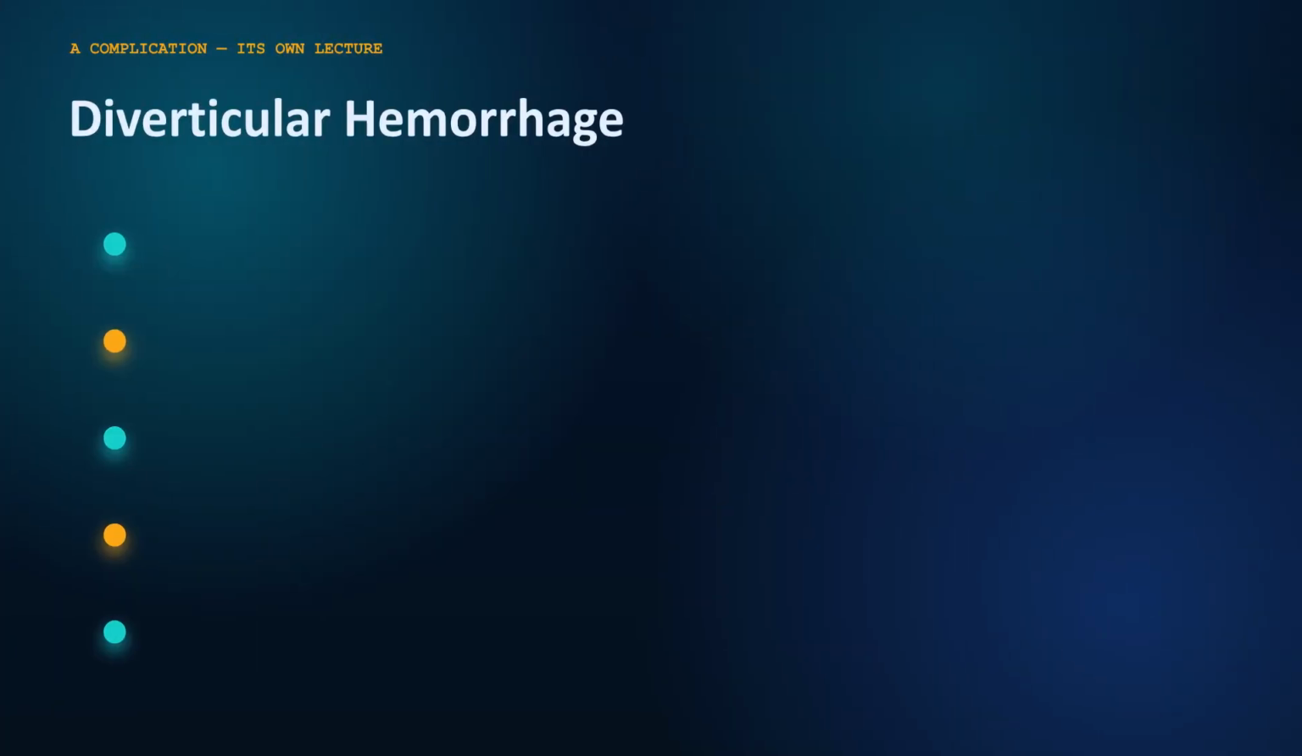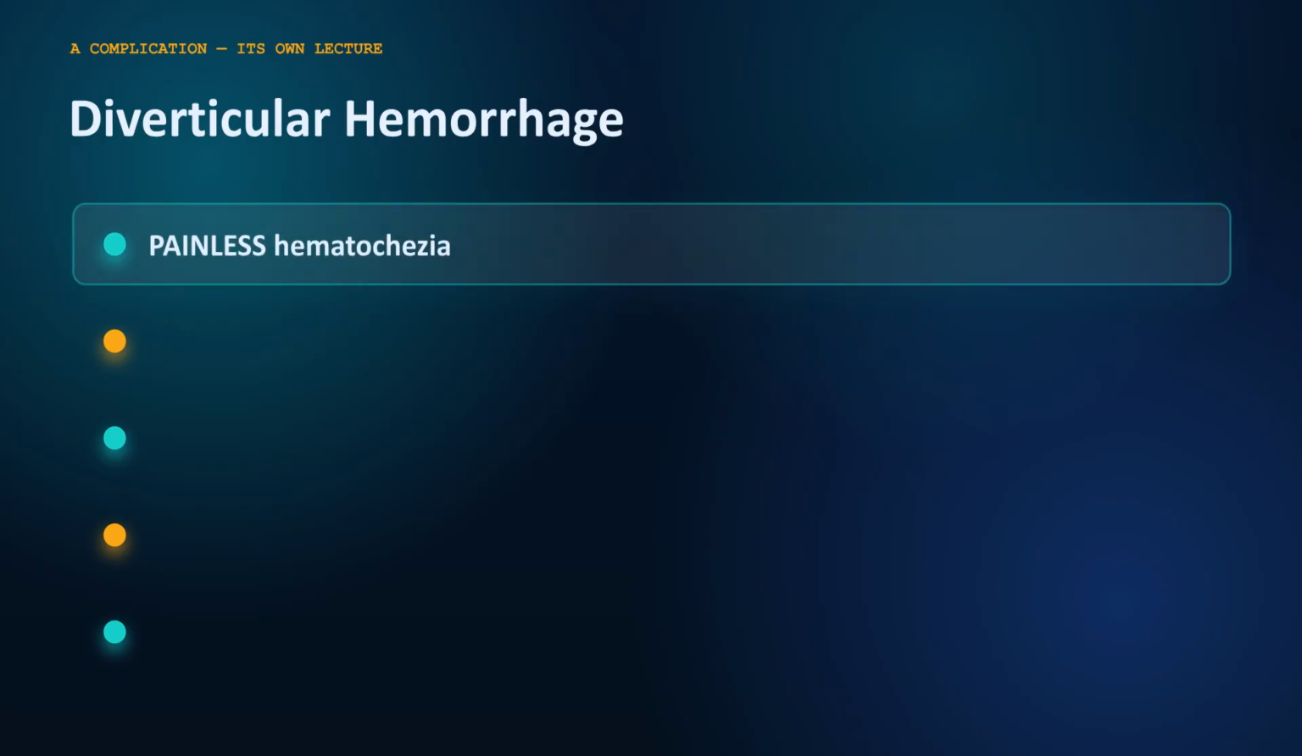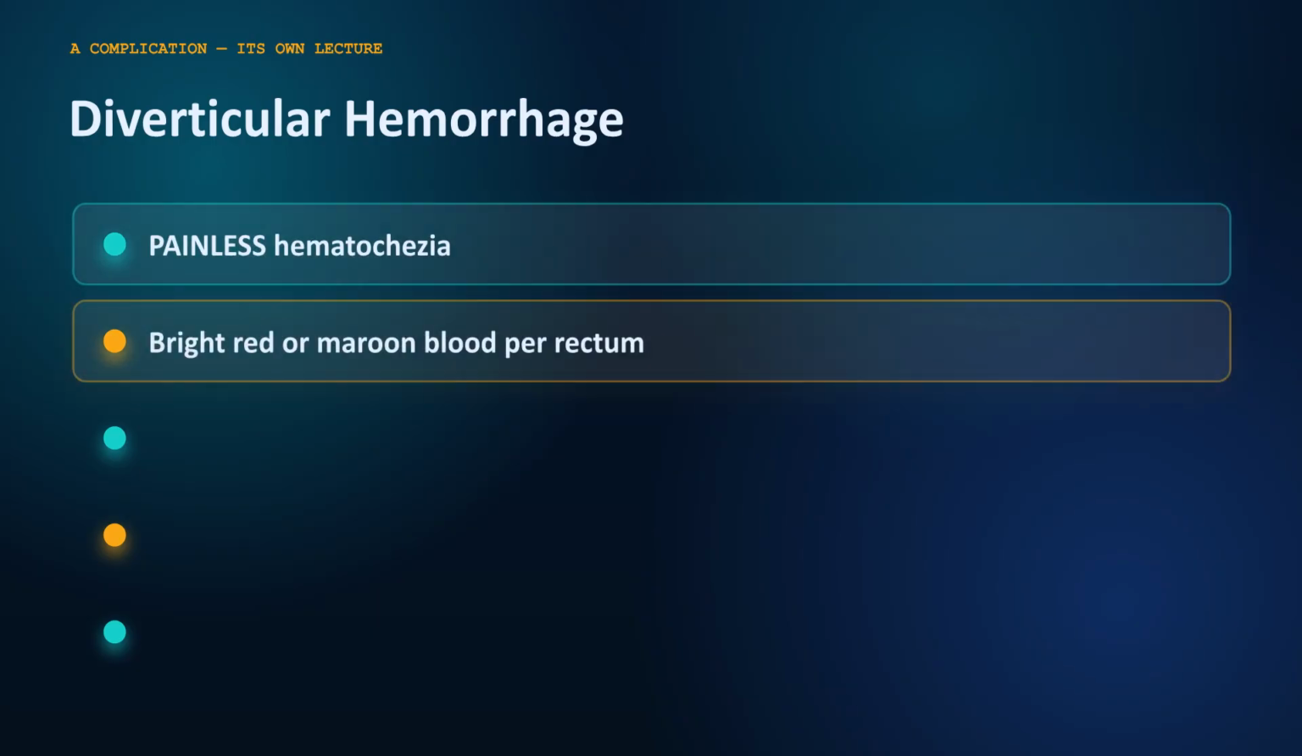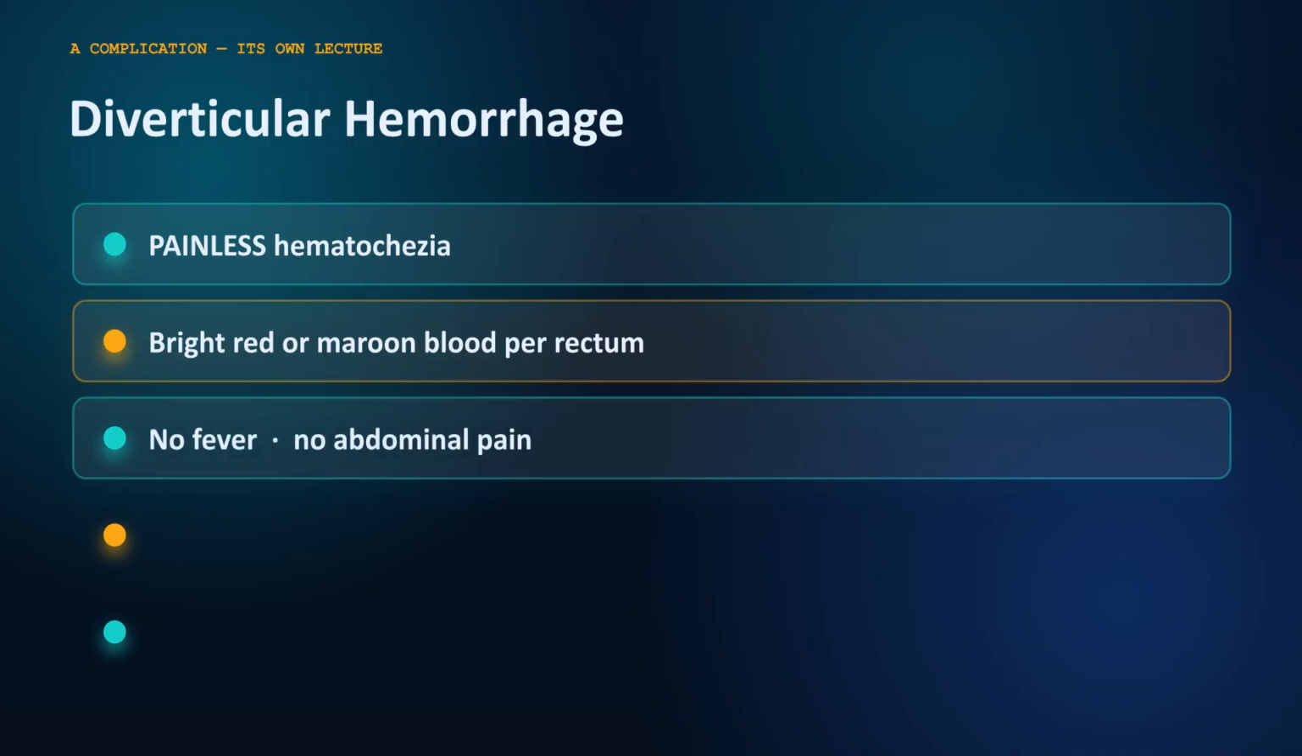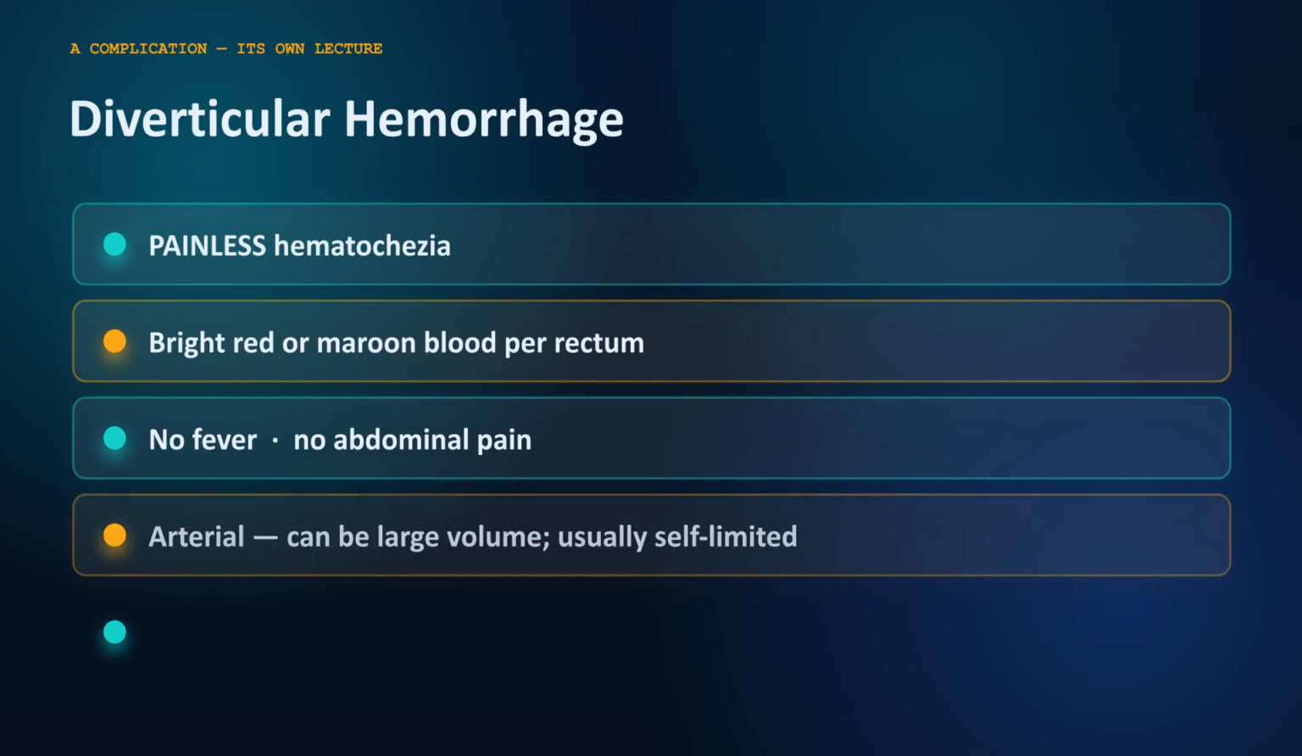A word about the bleeding, and we will keep it brief because it has its own lecture. Remember the anatomy from a few slides back. An artery draped over a thin-walled dome. When that vessel gives way, the patient has painless hematochezia. Say that hematochezia, bright red or maroon blood per rectum, with no abdominal pain and no fever. That painless part is the whole clue. This is not diverticulitis. It is arterial, so it can be large volume, and it can drop the hemoglobin fast, but it stops on its own in the majority of cases.